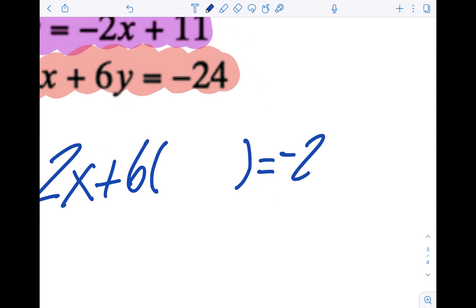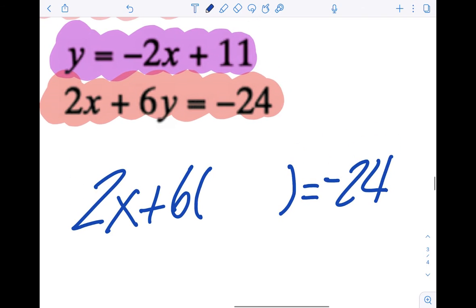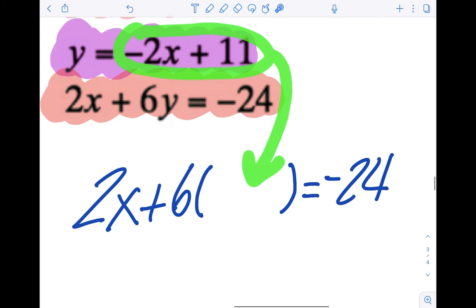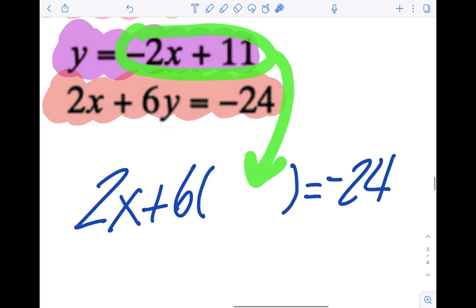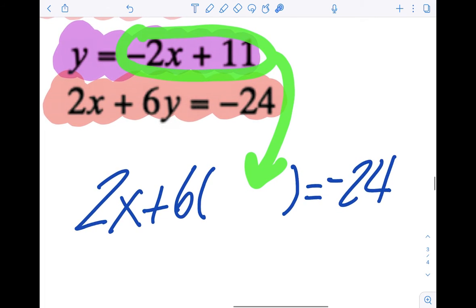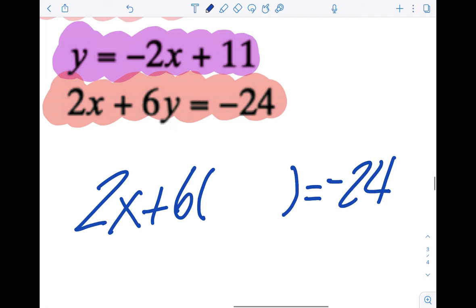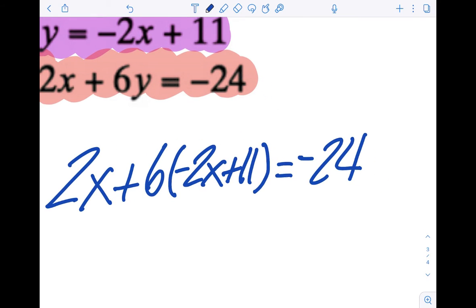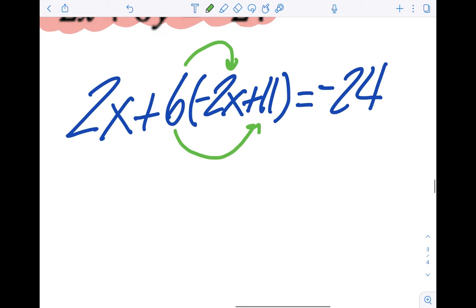Equals negative 24. And now what goes in here, kiddos, because I know what y is. Y is equal to negative 2x plus 11. The whole thing is going to go in there: negative 2x plus 11. So that means I'm going to substitute. I'm going to multiply 6 times negative 2x and 6 times 11, right?